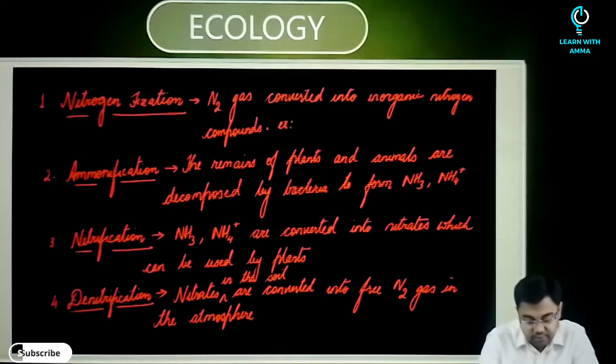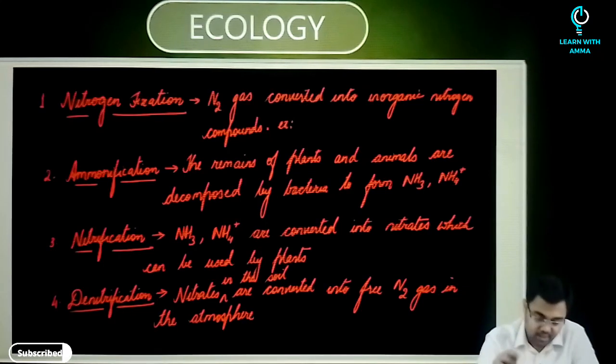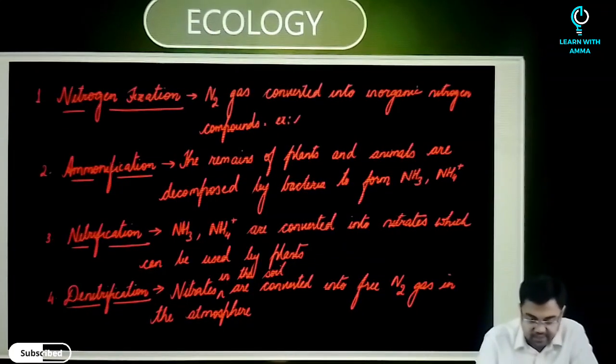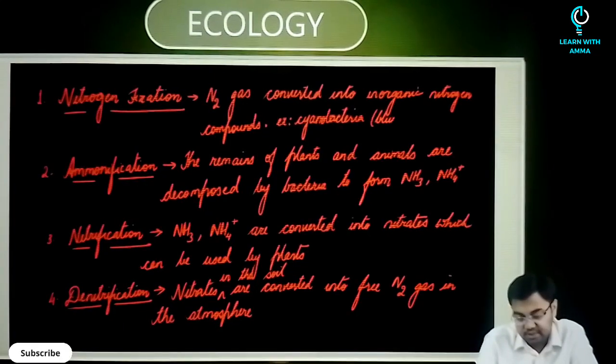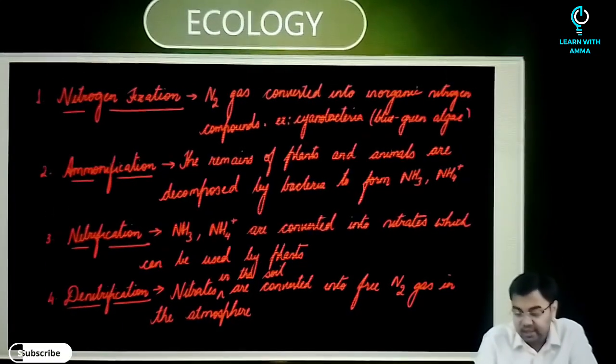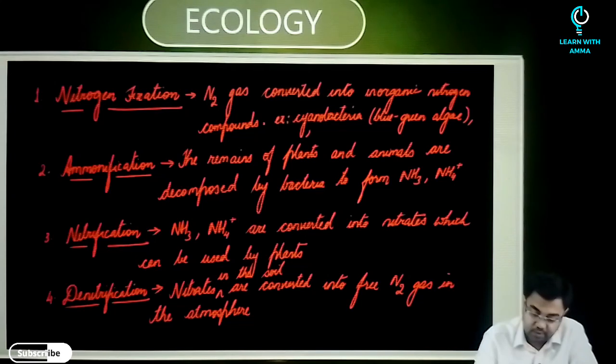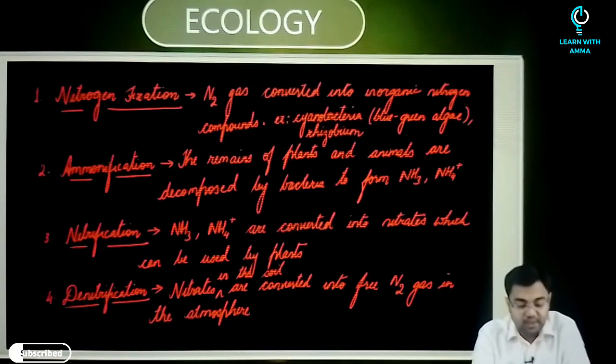Now you should know an example of bacteria which are doing all this. So first of all, nitrogen fixing bacteria. As an example, the first example you can take is cyanobacteria, which is also known as blue-green algae. And apart from that, you can take the example of rhizobium. Okay, so these two are examples of nitrogen fixing bacteria.